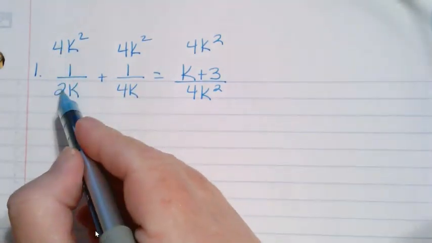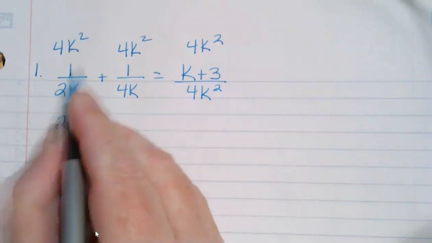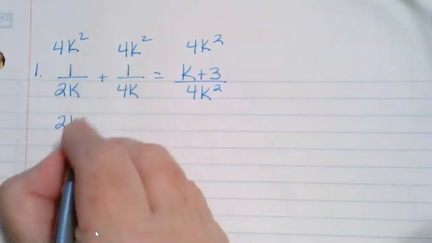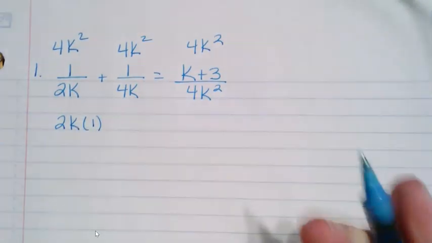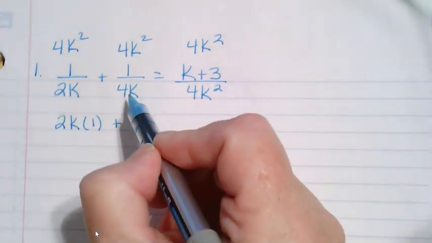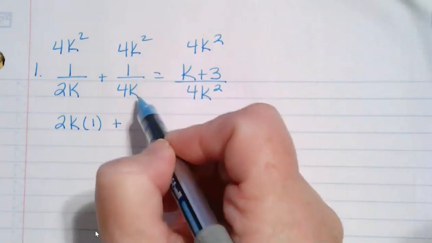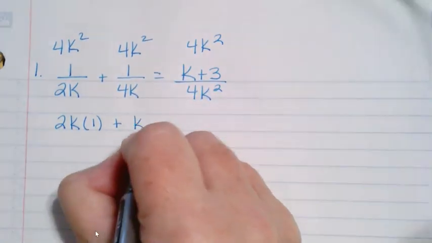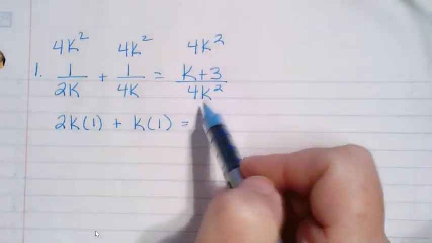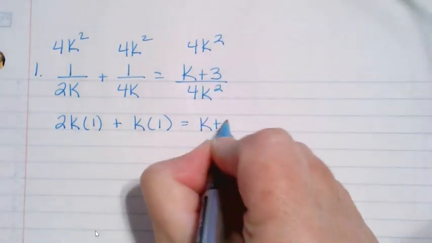4 divided by 2 is 2. K squared divided by k is k, and we're going to times this by 1, plus 4 divided by 4 is 1. K squared divided by k is just k, so it's k times 1. And then 4k squared and 4k squared cancel out, so we're just left with k plus 3.